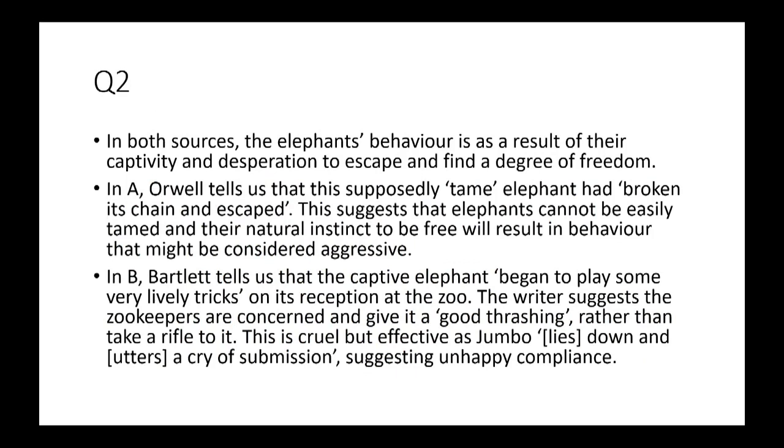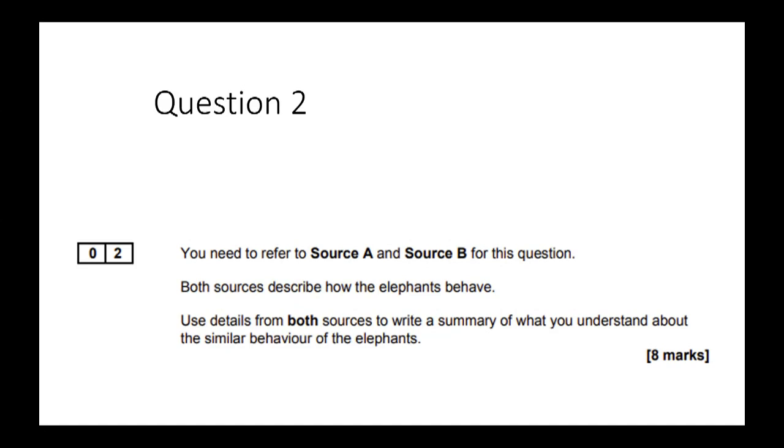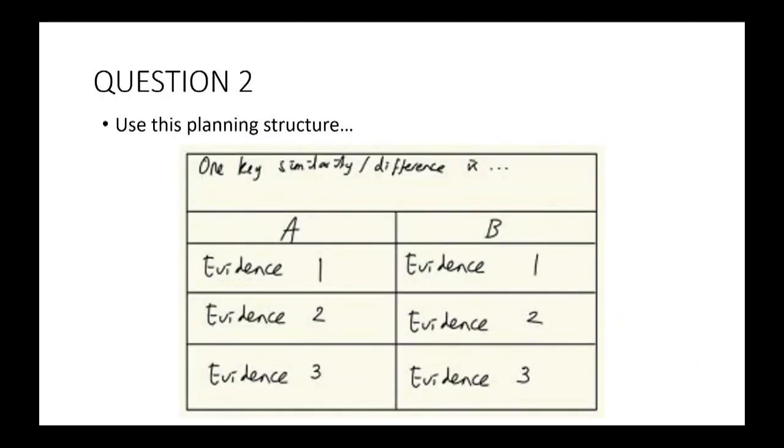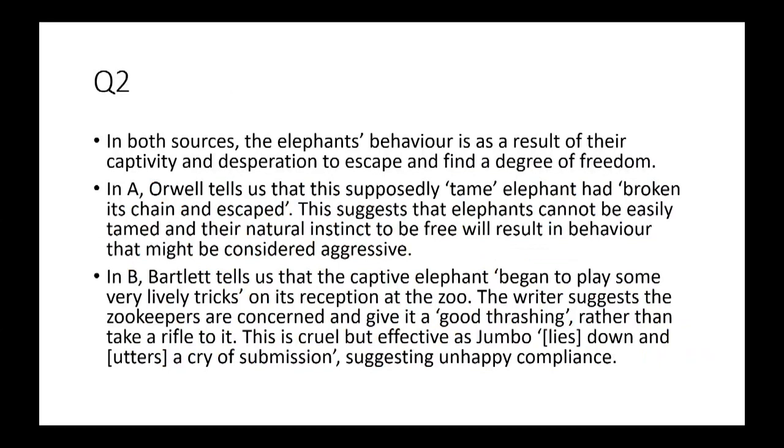So this is my answer to question 2. It's slightly longer than it needs to be. Let me read it to you. That first bullet point, by the way, you don't use bullet points in the exam, just write them as paragraphs, is the top line of that table. So there's your table. One key similarity or difference is, in both sources, the elephant's behavior is as a result of their captivity and desperation to escape and find a degree of freedom. Okay, so that opening sentence establishes to the examiner that you know what you're doing, that you've got one angle. There's no right or wrong answer, but that is a clear link.